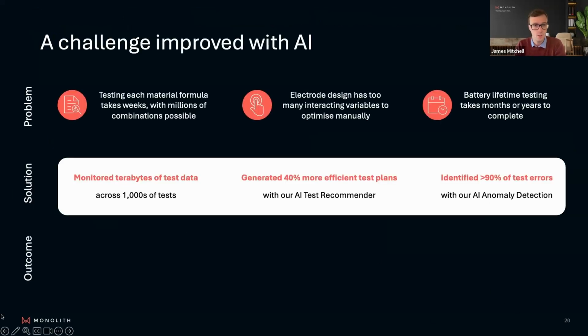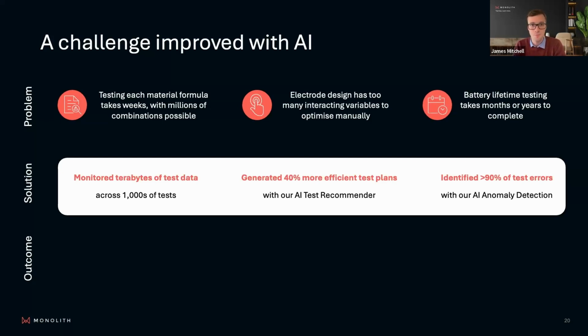Finally, I'd like to touch on the problem, solution and outcomes. We had a problem where we test millions of different formulations. Each test takes weeks, each run takes time. We have so many interacting variables that it needs a multivariate analysis. And while we didn't touch on it too much today, if we were to go into lifetime testing, that can take months or even years to complete.